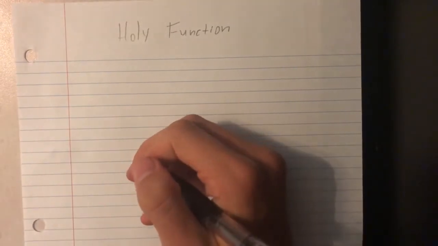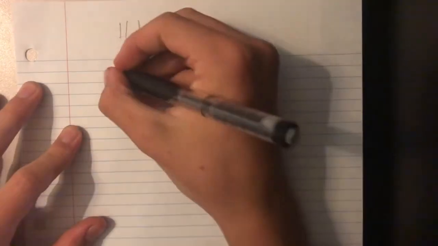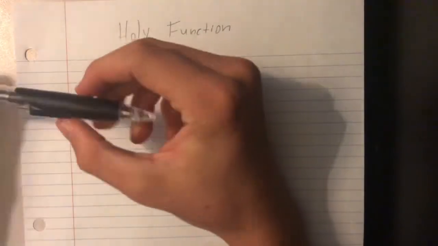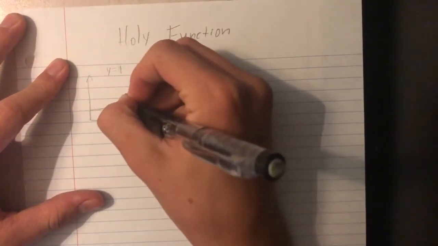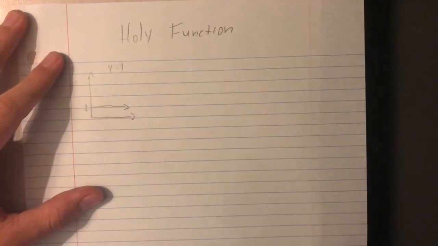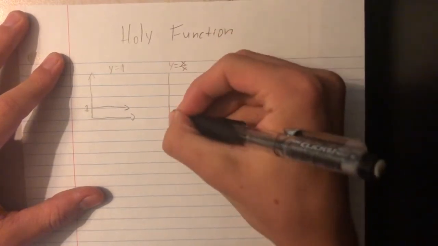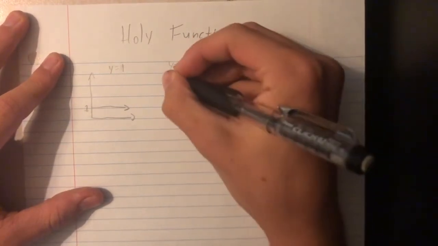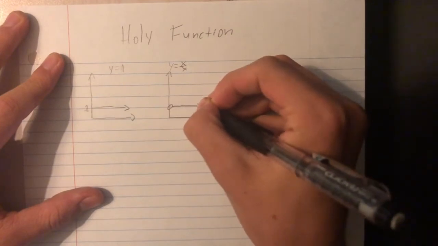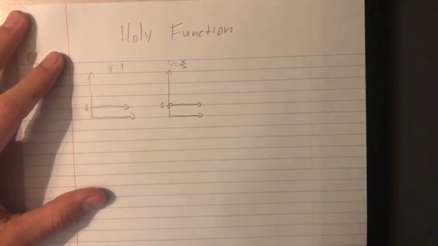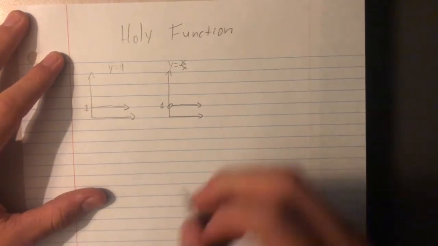So, to arrive at this function, first we'll start with y equals 1. That's y equals 0. Obviously, the graph of y equals 1 looks like this. So to make a hole, you do the following. At x equals 0, y will equal 0 over 0, which is undefined. So there will be a hole at that point.